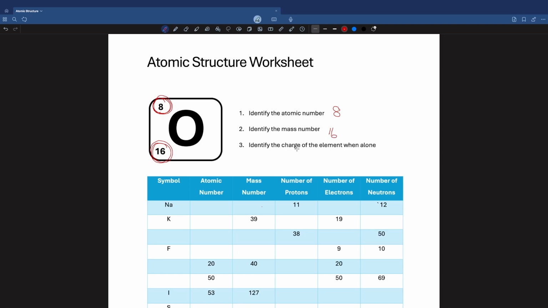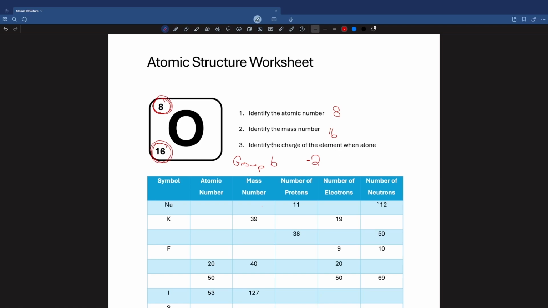The charge of the element alone, well, what does that mean? Oxygen is in group 6, which means it is 2 removed from the noble gases. It's 2 removed from the noble gas group, group 8, which means it's probably going to have a charge of -2 when alone. And this is true. We'll be able to explain this later on.